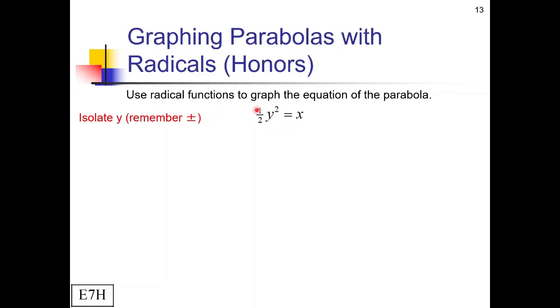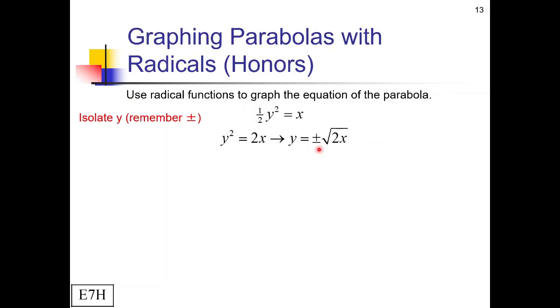Alright, so first step is to multiply by 2 to get rid of that 1/2. And then we'll need to take the square root of both sides. And again, remember, plus or minus when we square root an equation. So we have plus or minus radical 2x.